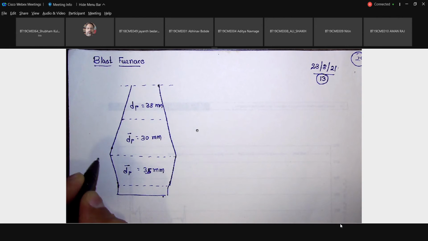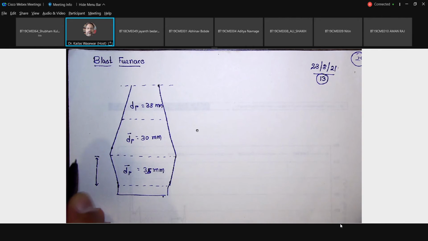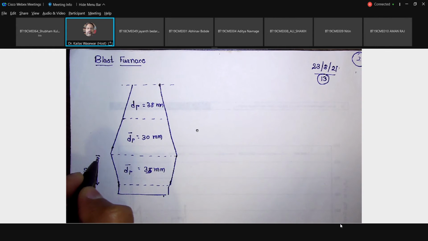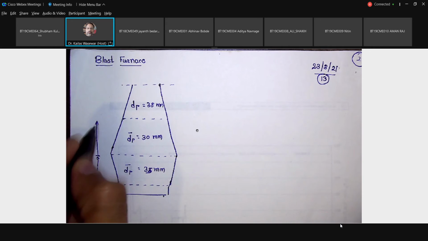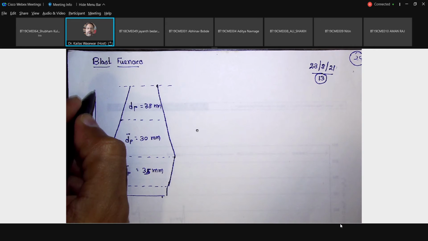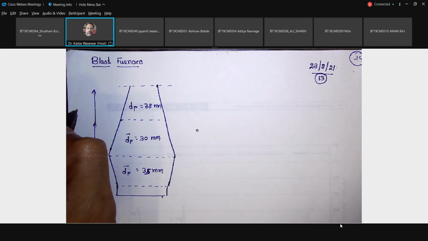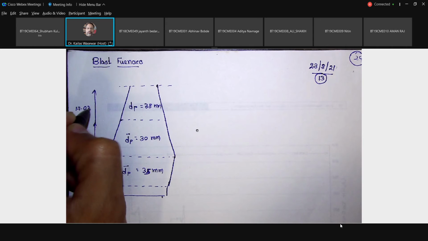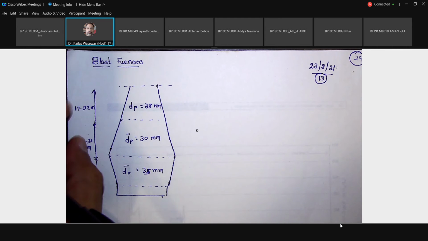Then the height of this particular section from the base is around 5.08, which is in meters. Then if you go up, it is going to be 10.37 meters. Then go up again, this will be the height 17.02. So the height of this section will be the difference of these two.